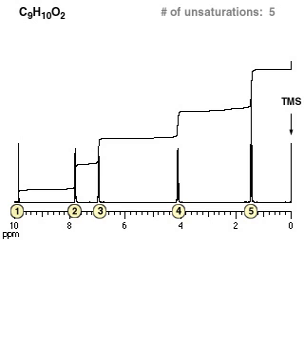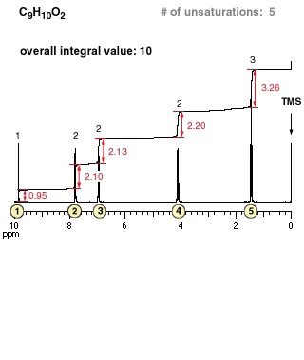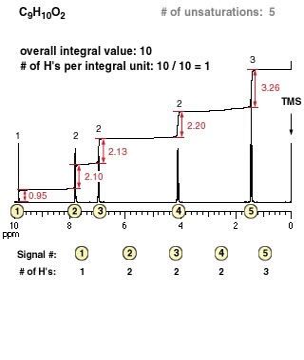The integral values for the 5 signals in the spectrum are 0.95, 2.1, 2.13, 2.2, and 3.26. Adjusted to whole integers, the integral values are 1, 2, 2, 2, and 3, and the overall integral value is 10. Since there are 10 hydrogens in the molecule, one adjusted integral unit equals 1 hydrogen.